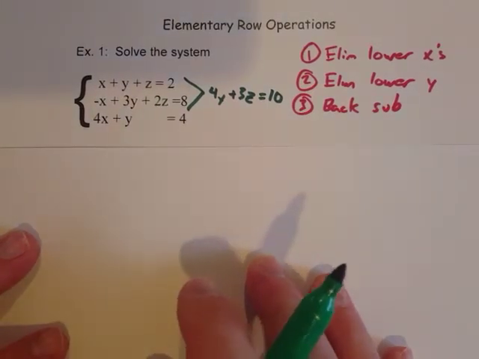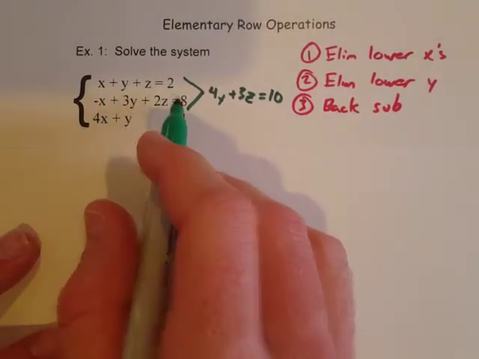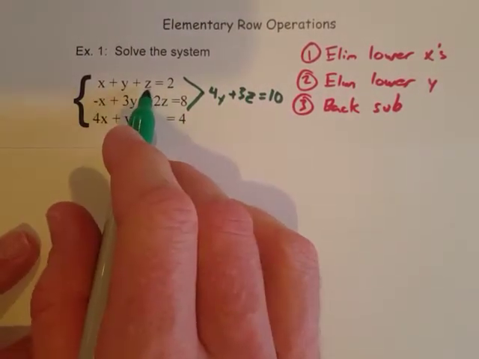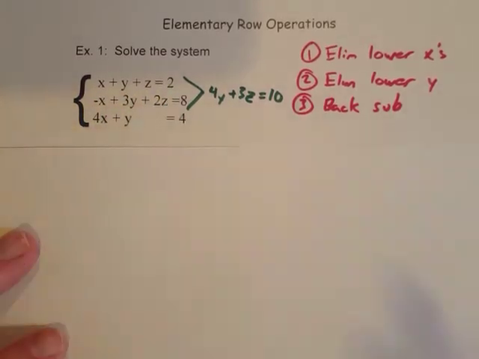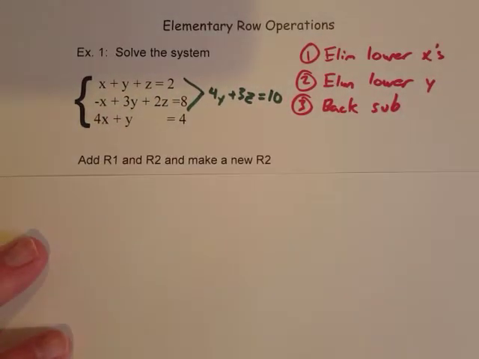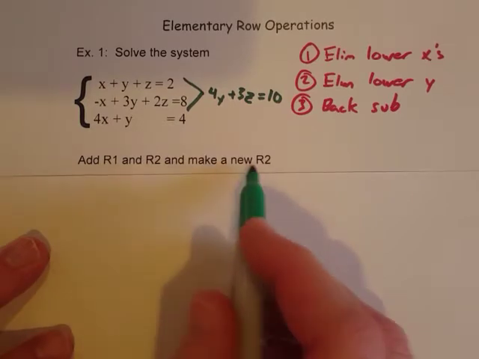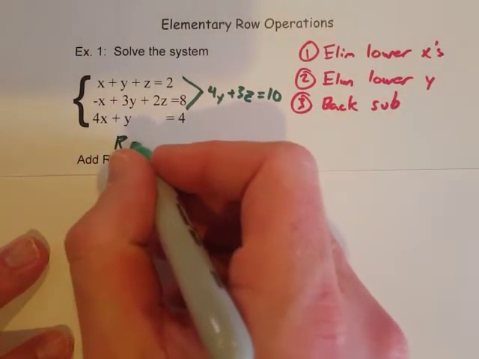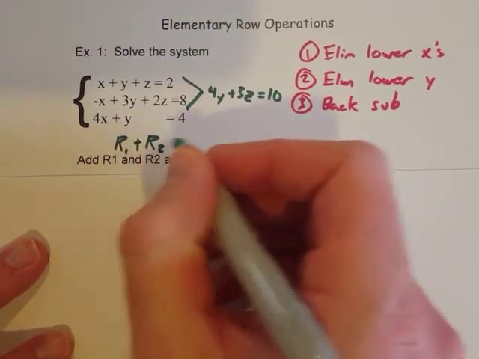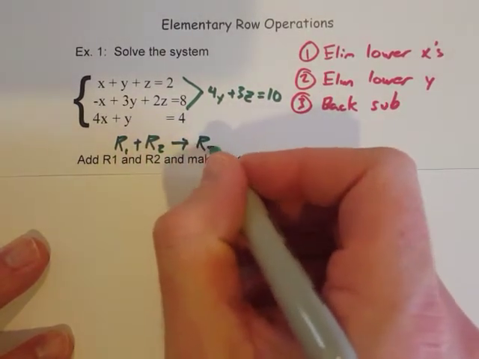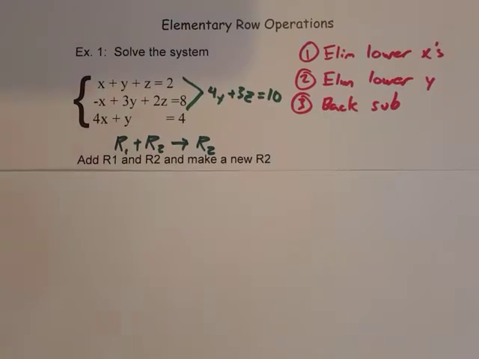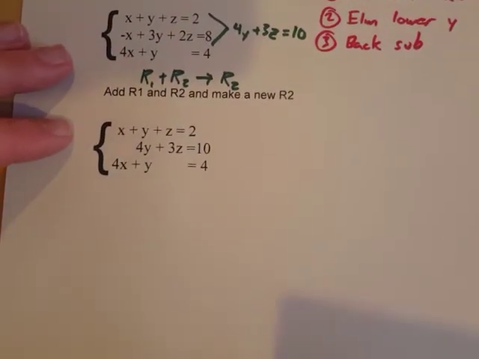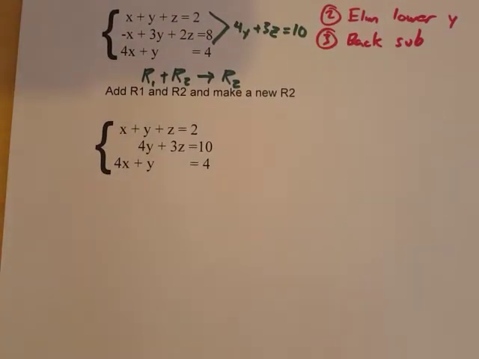Now we're going to replace one of these. I would leave the top row as is and replace equation 2. So what that means here is we're going to add row 1 and row 2 together and make a new row 2. A way to shorthand this is to say R1 plus R2 goes to R2. And that's going to make a new system that you see right there. So that's our new version of the system, and we're going to go from that one.